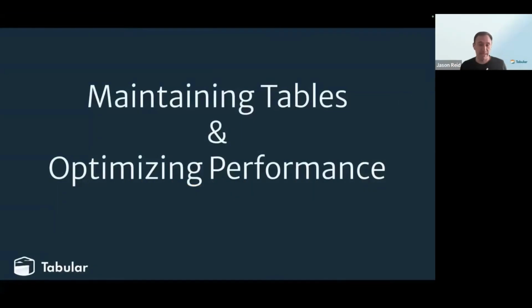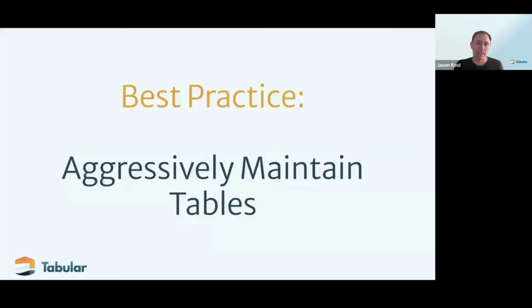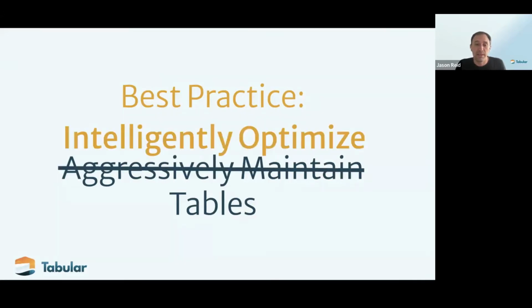All right, the next best practice, and I actually combined two. There was two here that Dan mentioned. For the purposes of Tabular, I'm going to talk about these two things together because in Tabular's world, we think about these two functions in Unity. So maintaining tables and optimizing performance. And the best practice for maintaining tables was, hey, aggressively maintain your tables, right? At Tabular, we take a slightly different stance on this, which is intelligently optimize your tables, right?